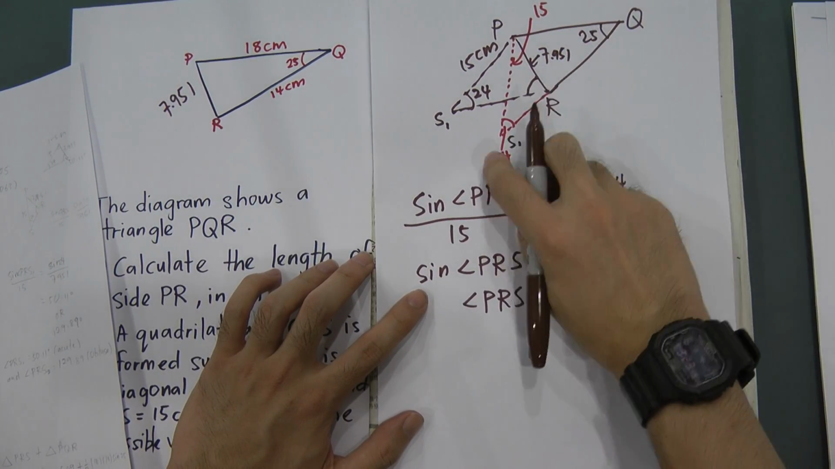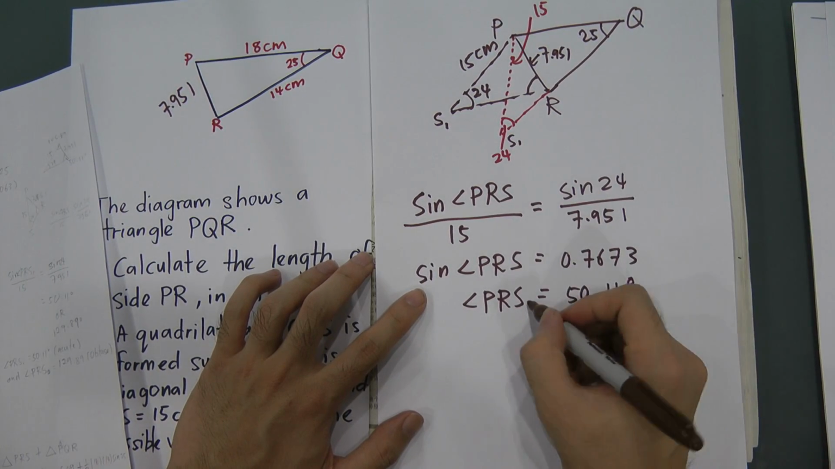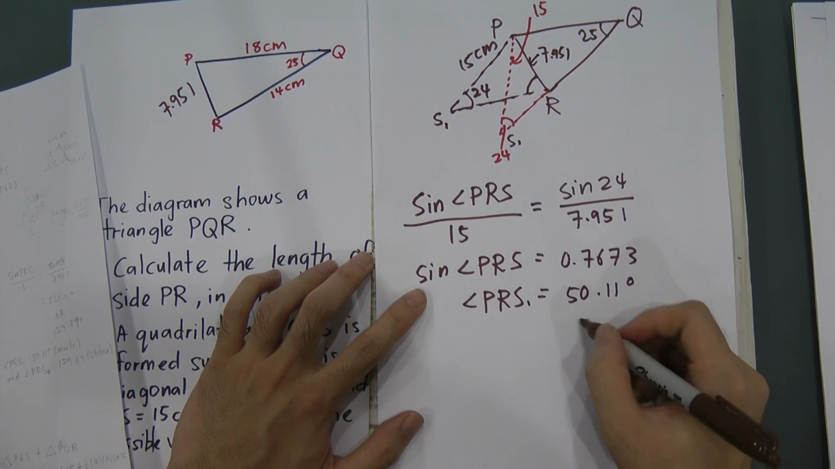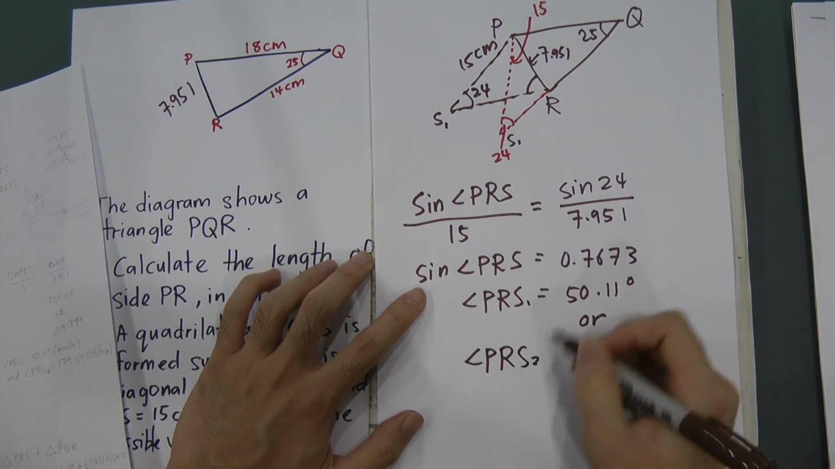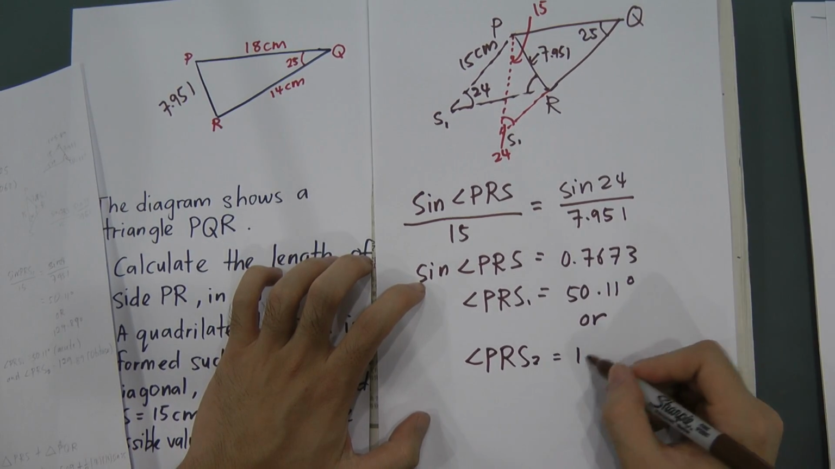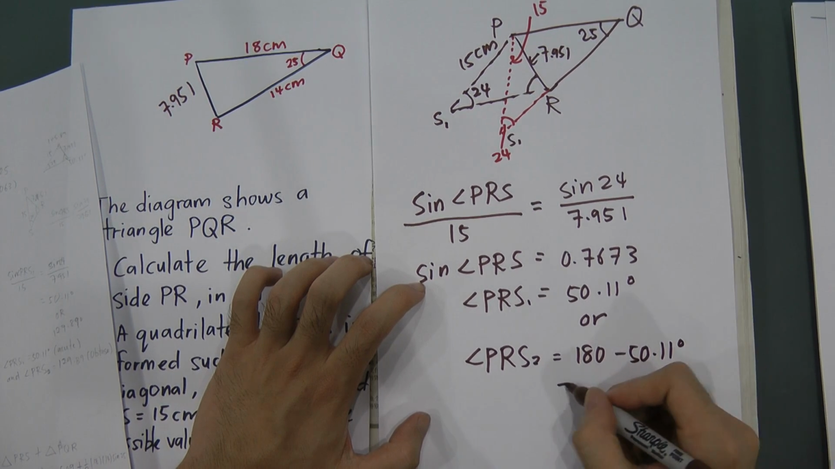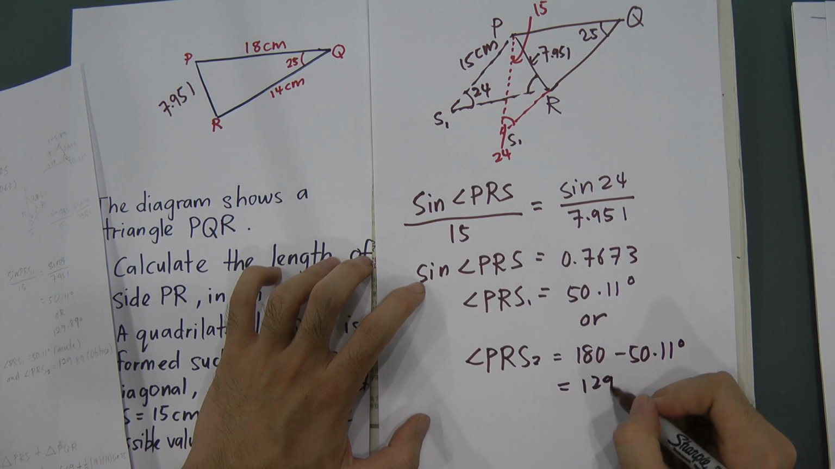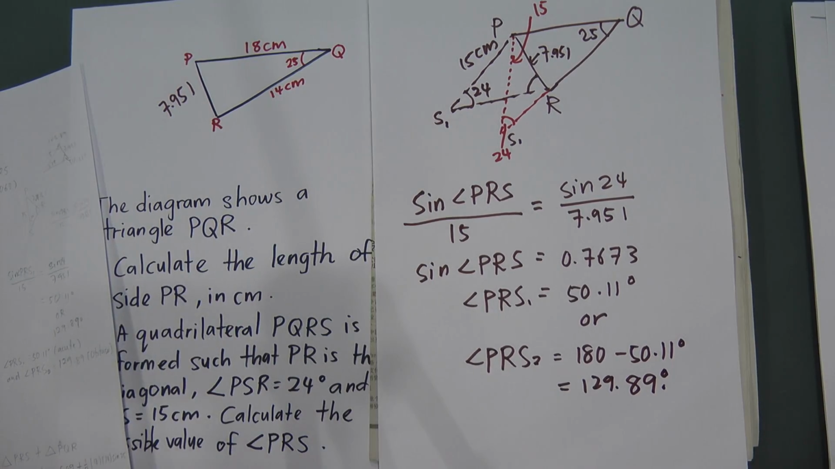You got another angle which, as I mentioned, is an obtuse angle, which is bigger than 90. So this is actually the angle for PRS1. For another angle, what we call PRS2, means PRS for this angle will be 180 minus 50.11. Okay, then you will get 129.89.